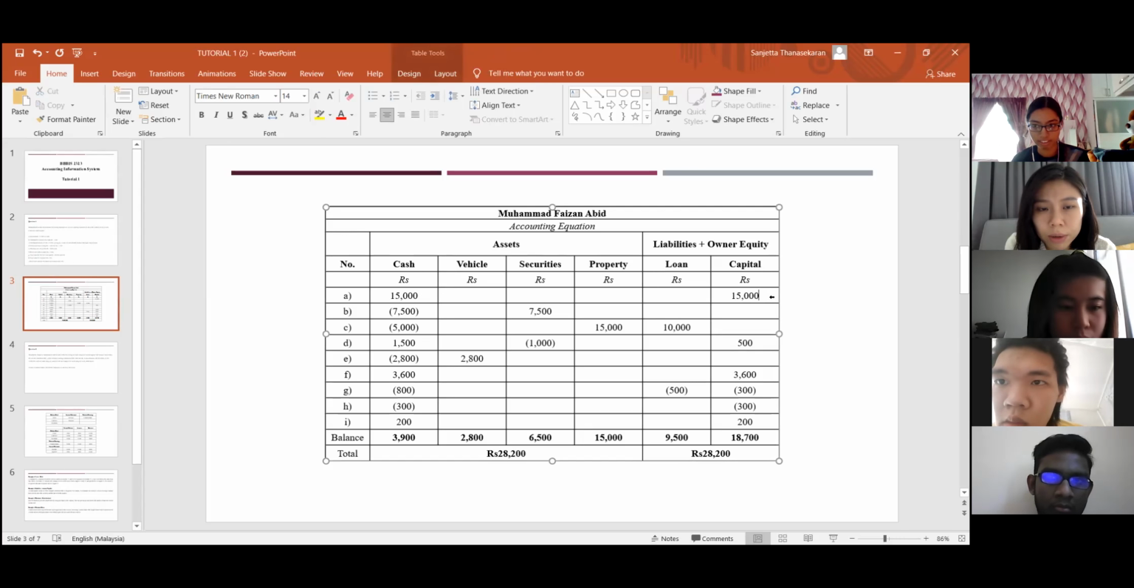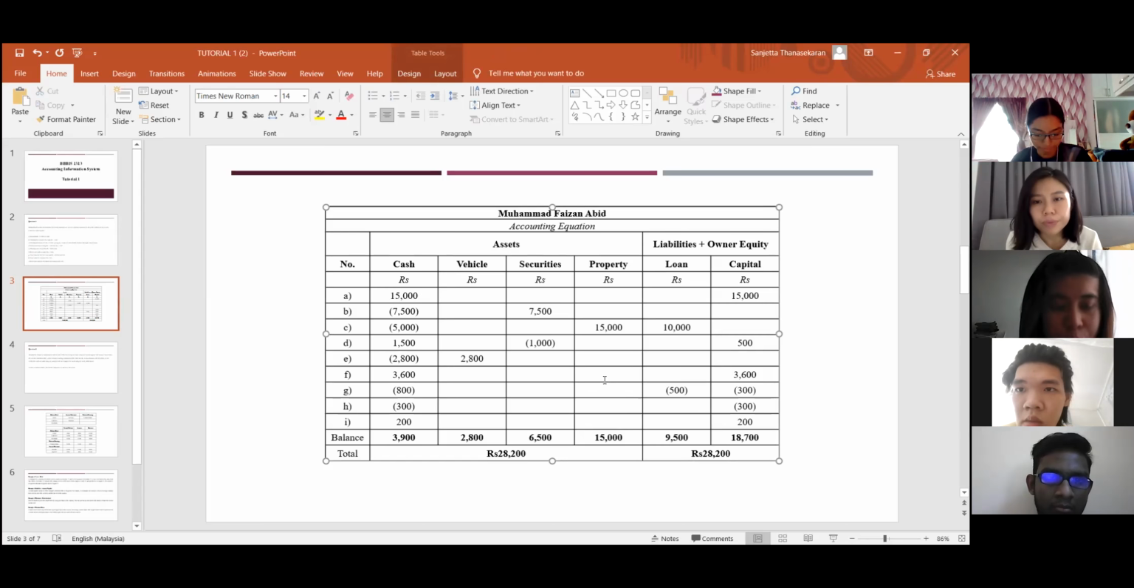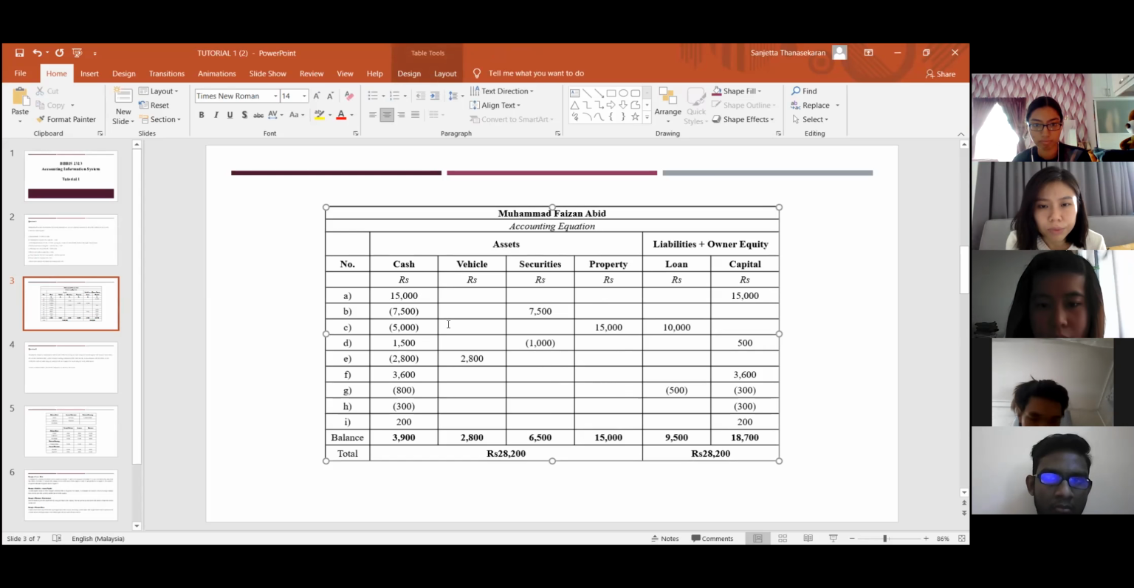Okay. You just move on. So for B, purchase security for cash 7,500. So security we add 7,500 and cash we minus 7,500. For C, purchase a home for 15,000, giving 5,000 in cash and the balance through the loan. So 15,000 for property, since they purchase a home, we add 15,000, then we deduct 5,000 in cash because they pay 5,000 in advance and the balance 10,000 in the loan.